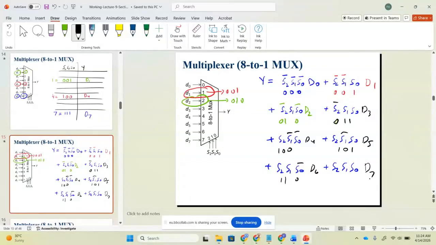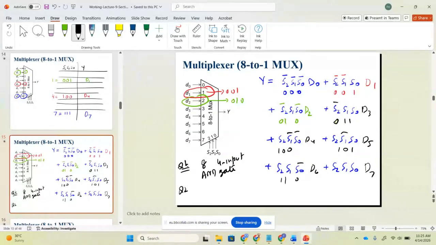Clear. Okay. So question number 1. How many AND gates? Answer me. 8 AND gates. We have 8. What type? 3 input. No, 4 input. And you can draw the diagram. I'm not going to draw the diagram, but you can do the diagram.